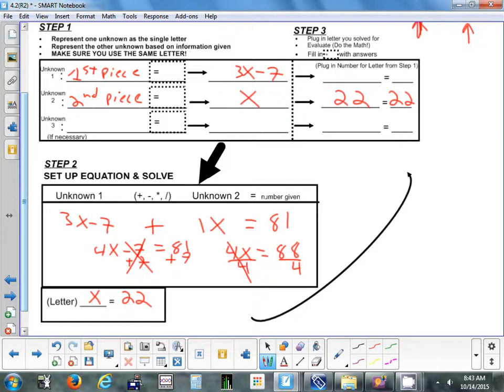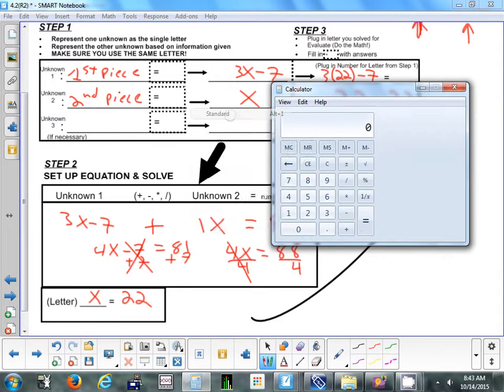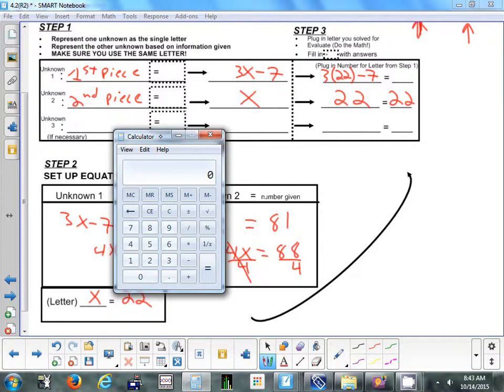Okay, now in the top one, we've got a little bit of arithmetic. What am I going to fill in for x? What number? 22. So we got 3 times 22, take away 7. All right. Again, on the test, I would use your calculator just so you don't make any silly mistakes. You can do that whole thing right on your calculator. 3 times 22 minus 7. 59.